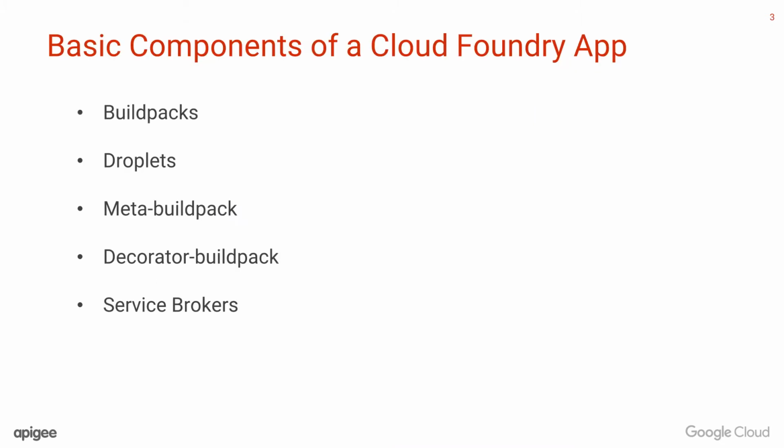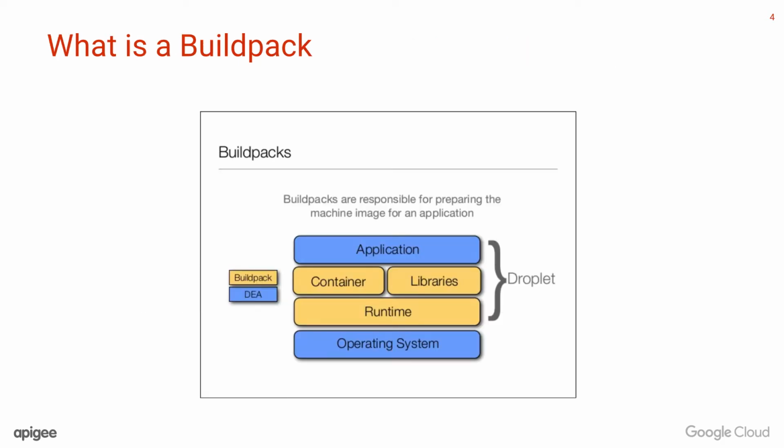There are a couple of basic components of a Cloud Foundry app that we are going to go over: build packs, droplets, the Meta-buildpack, the Decorator build packs, and service brokers. So what is a build pack? Simply put, build packs are responsible for preparing the machine image for an application. This means that it adds any dependencies that your application might need to run into the container before the app actually starts.